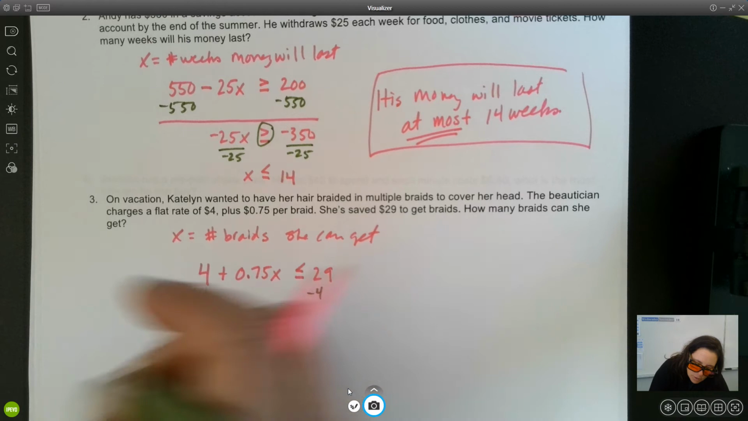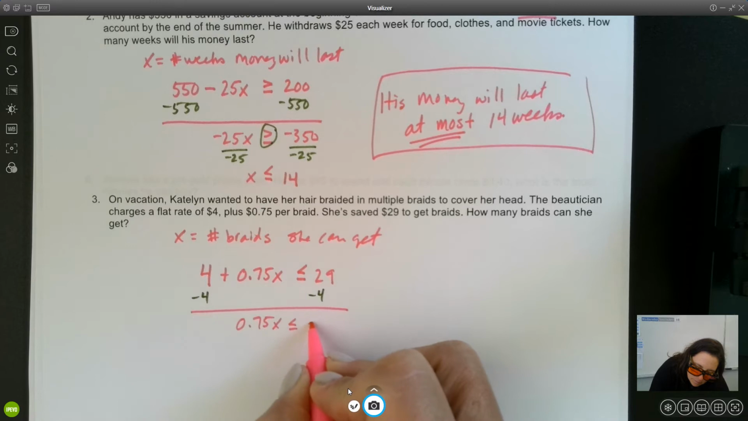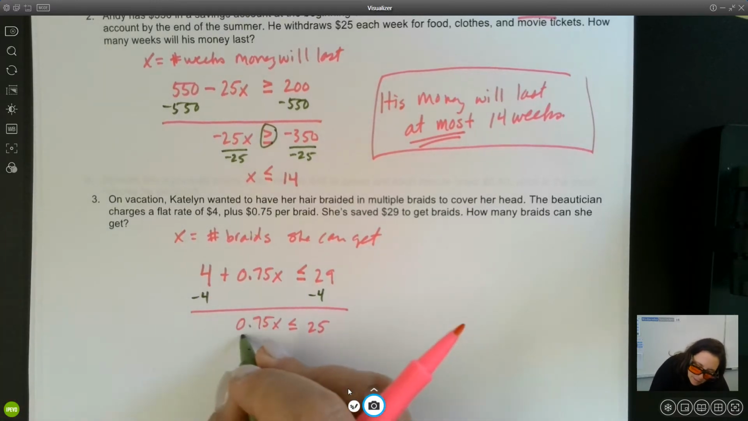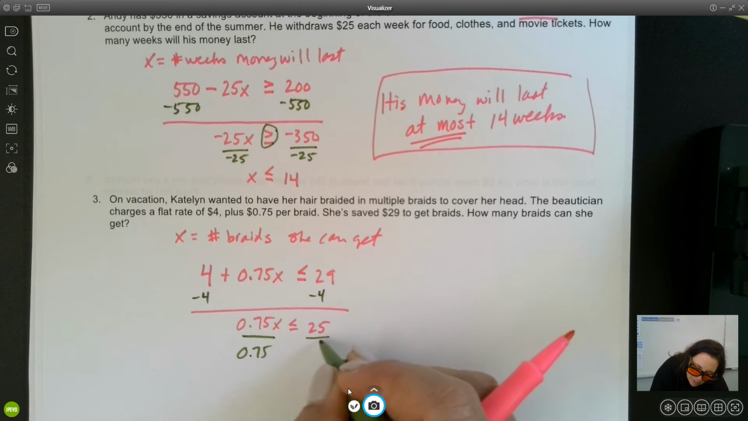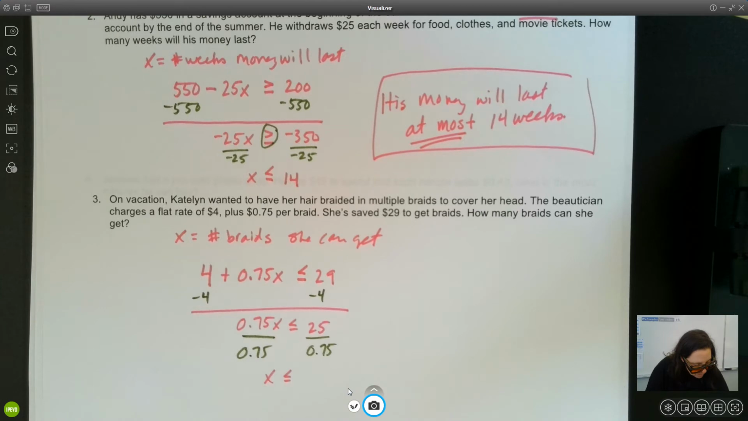Subtract 4 from both sides. Divide by the 0.75. So X is less than or equal to, that went to a kind of weird number, 33 1/3. Okay, now here's where it's challenging. You're not going to get 1/3 of a braid. So she can get 33 braids or fewer. Okay, and that's, I think, how I would say the answer.